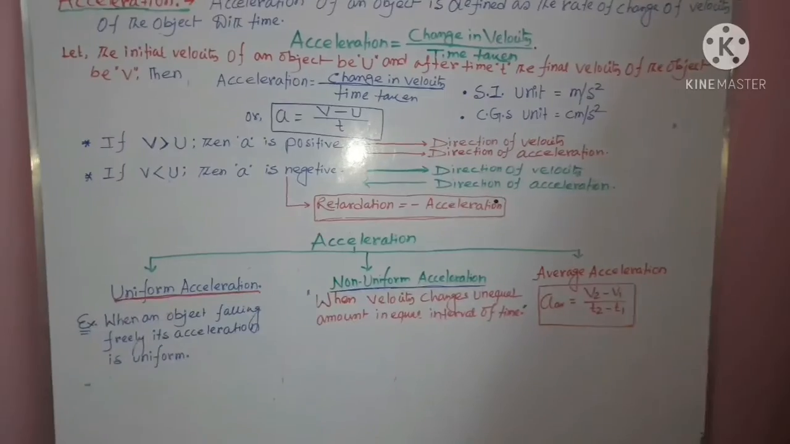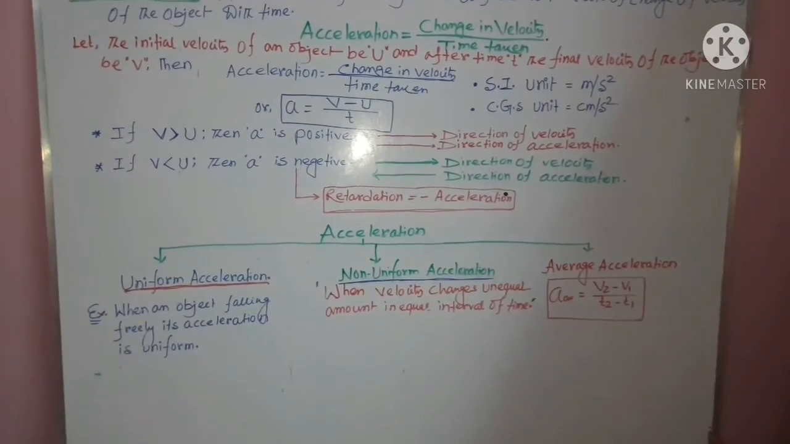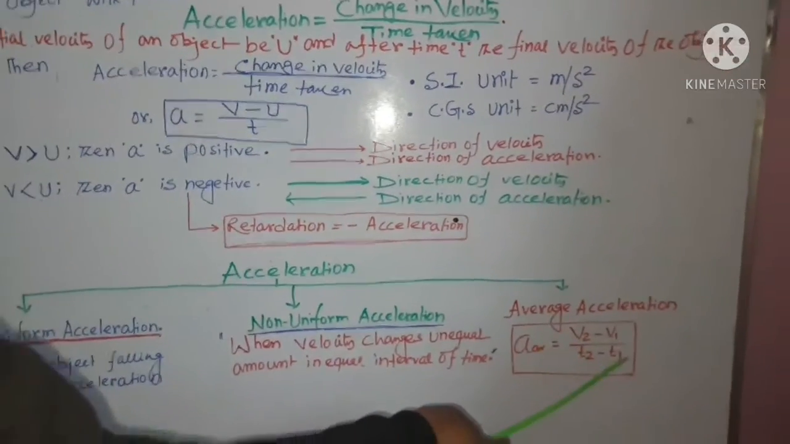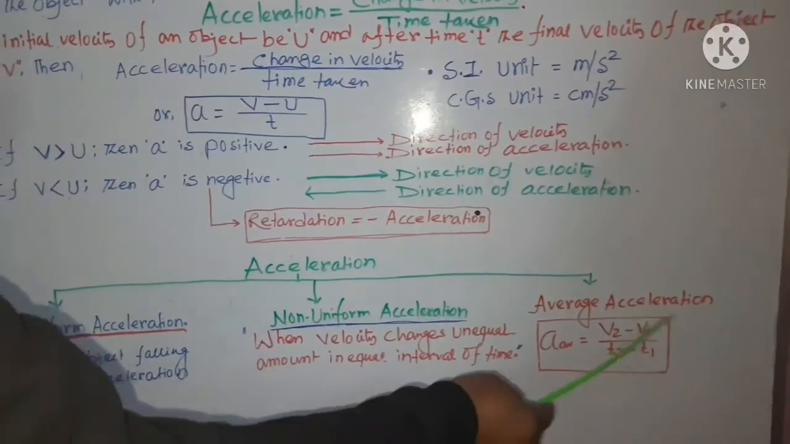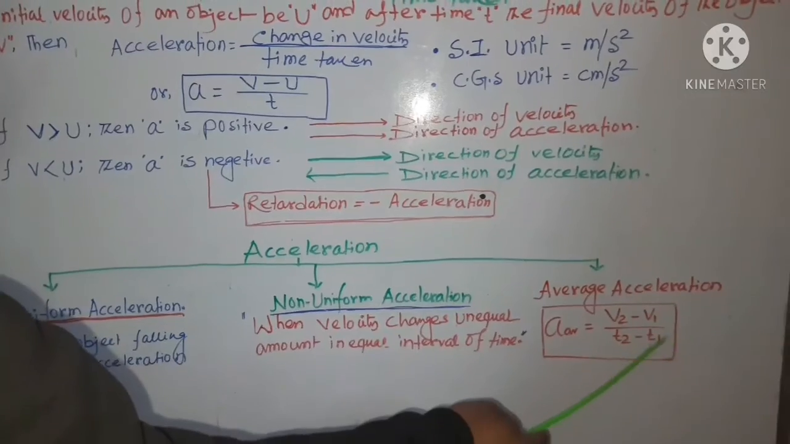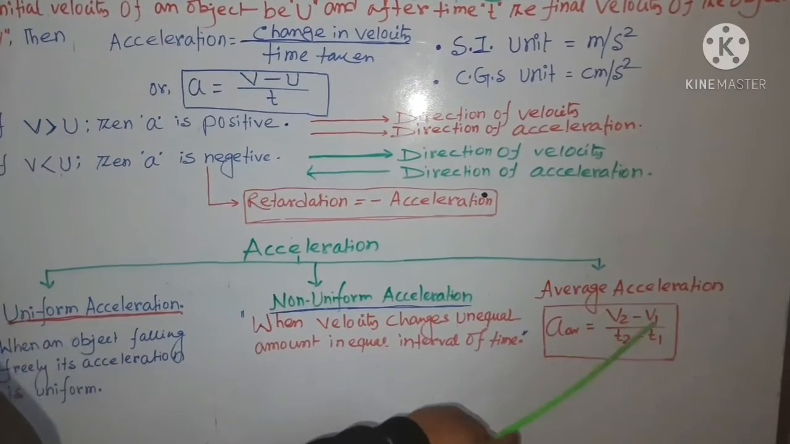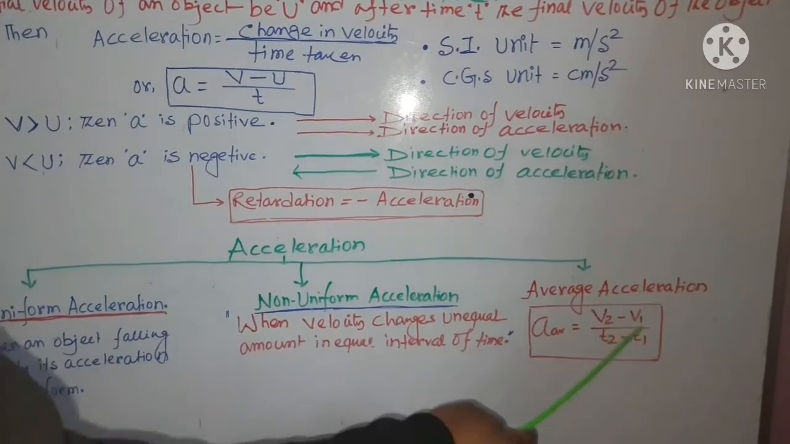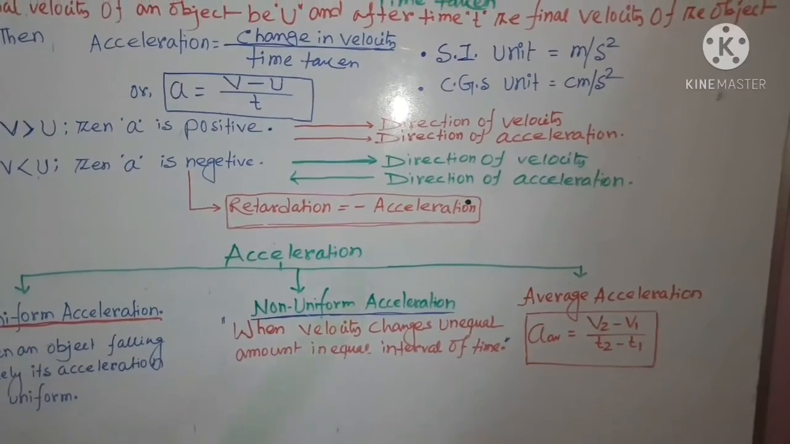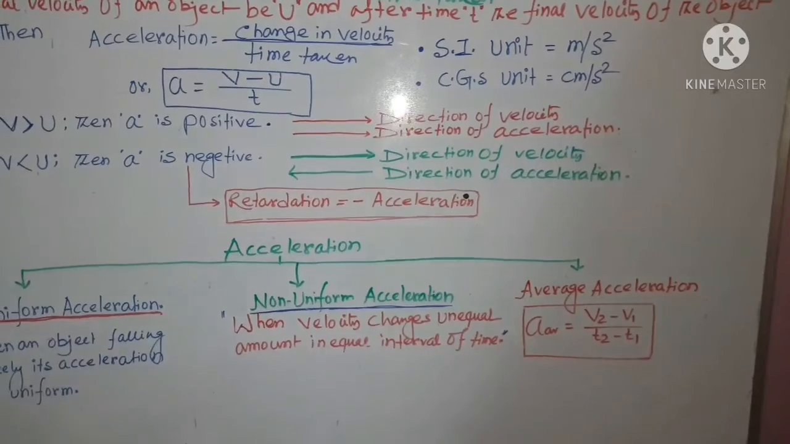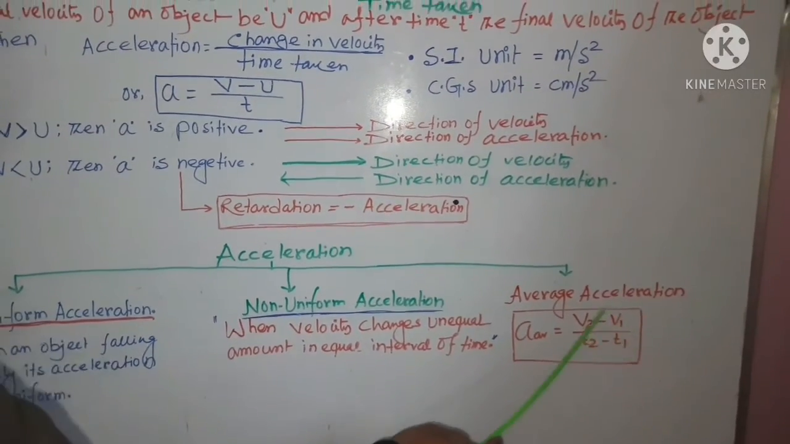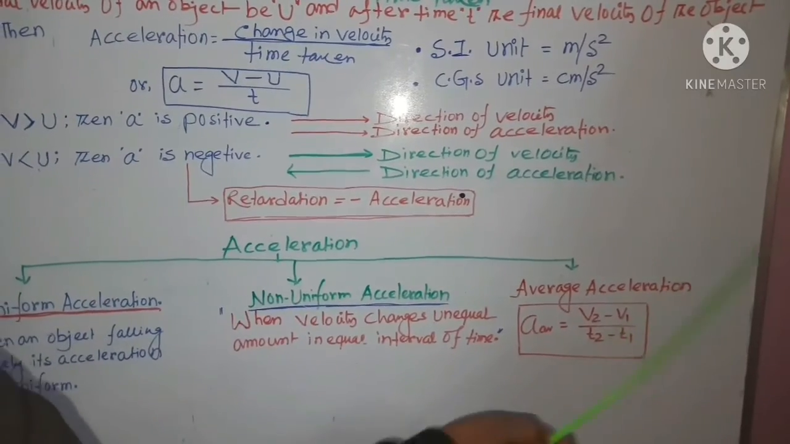So what do you mean by average acceleration? You consider the velocity of an object at time t1 is v1, which changes to the value v2 at time t2. So during this time interval, the average acceleration is given by v2 minus v1 by t2 minus t1.